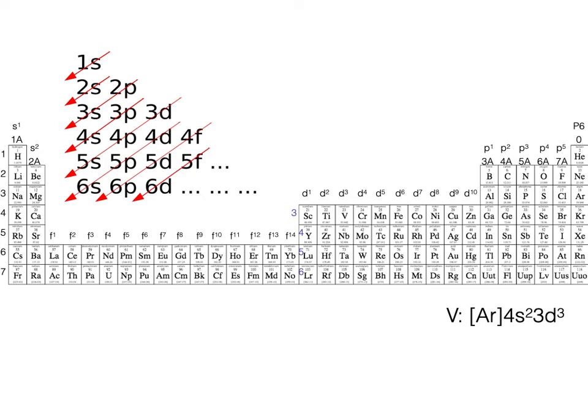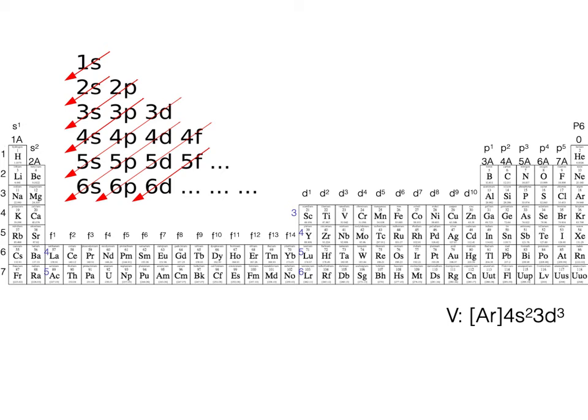And then again, if we follow the diagonal lines across, once we get to the 6th period, that's where our first F block exists. And notice as we follow those diagonal lines, directly after the 6s is the 4f. And so the F sublevels are offset from the periods by 2. And so we have the 4f and the 5s.